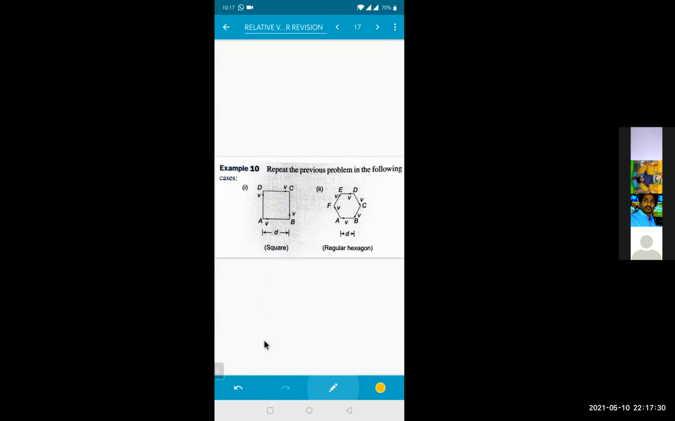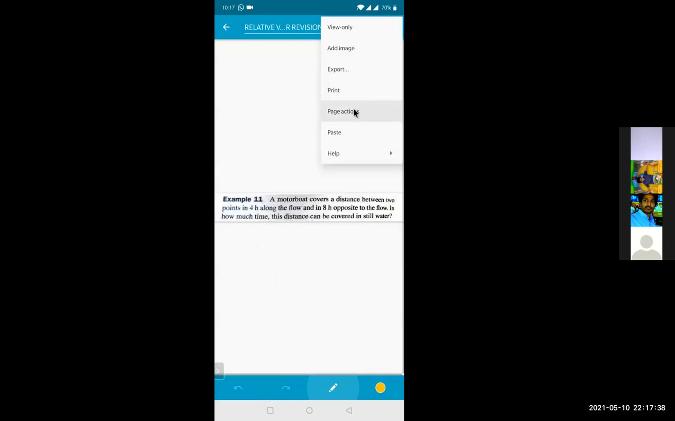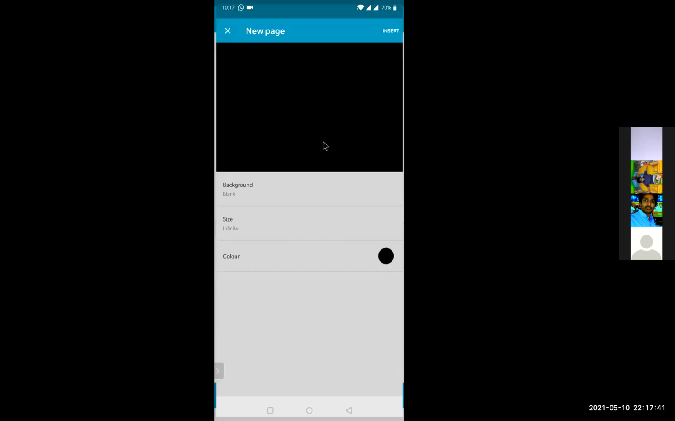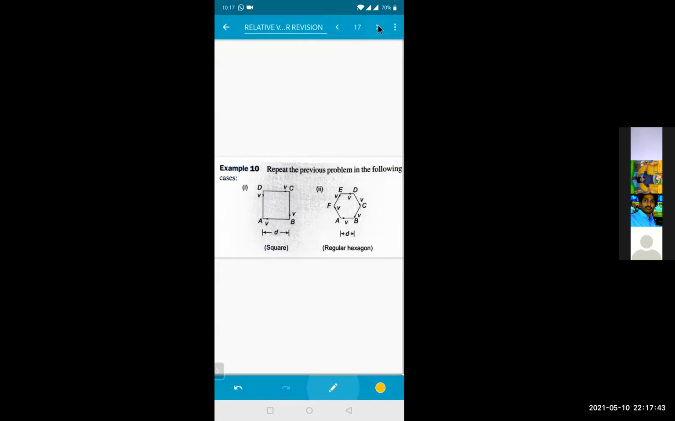Can anyone tell me what will be the velocity? You take A to B or B to C, anywhere. Tell the answer. See, in the square, point A is moving in this direction with a velocity V, and B is moving in this direction right now, V.